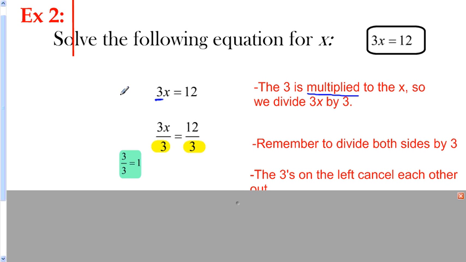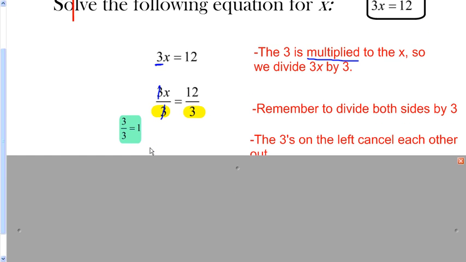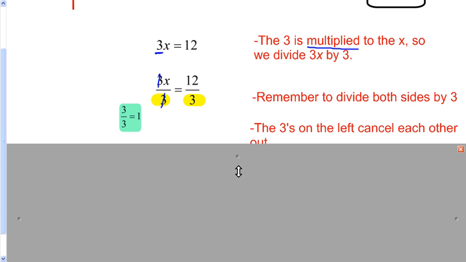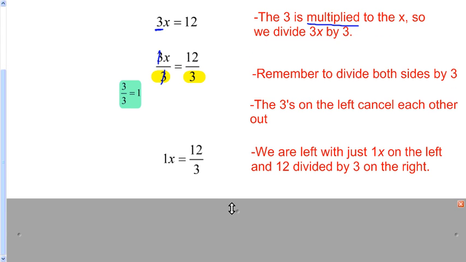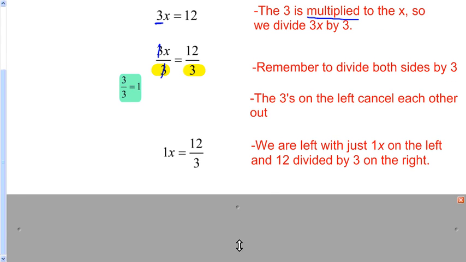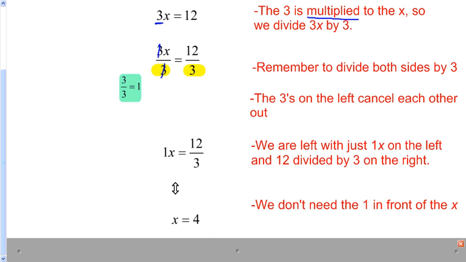Then 3 divided by 3 will actually give us 1. So we will get 1x, which is what we want. And on the right side we have 12 divided by 3, which finally will give us our final answer. 1x is equal to 4, or simply x is equal to 4. We don't need to write the 1 there.